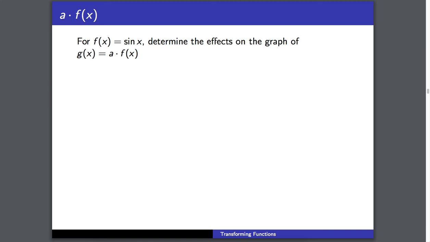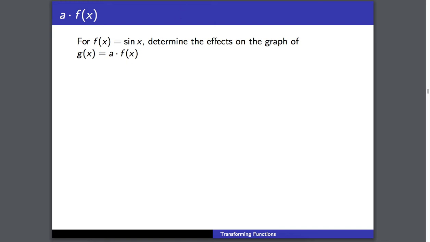g of x is a times f of x. So if we multiply our entire function by a number. Well, we know what happens if we multiply our entire function by a negative. It's going to reflect it over the x-axis. So let's see what happens if we multiply it by a positive number. If we multiply it by 0, it's just going to wipe everything out to 0. So if we multiply it by 1, it won't change anything because 1 times anything doesn't change the value.